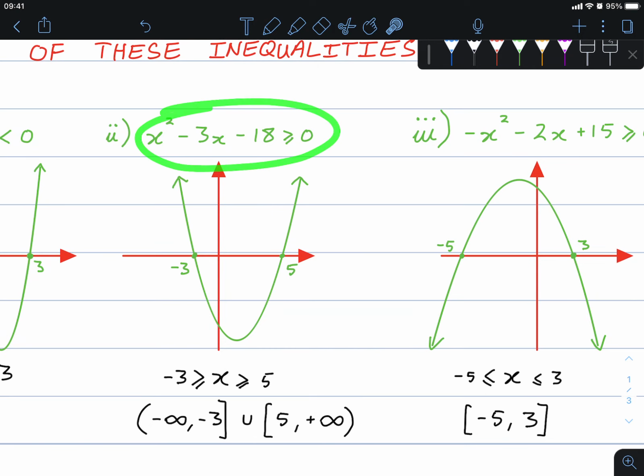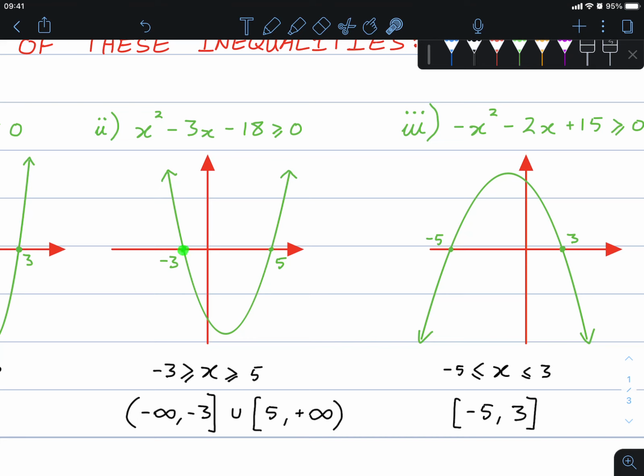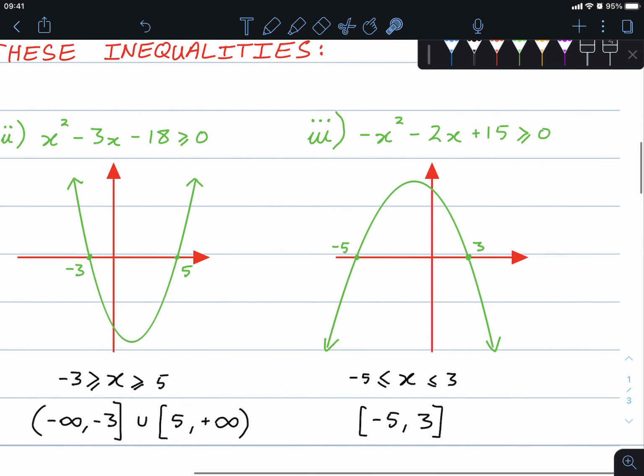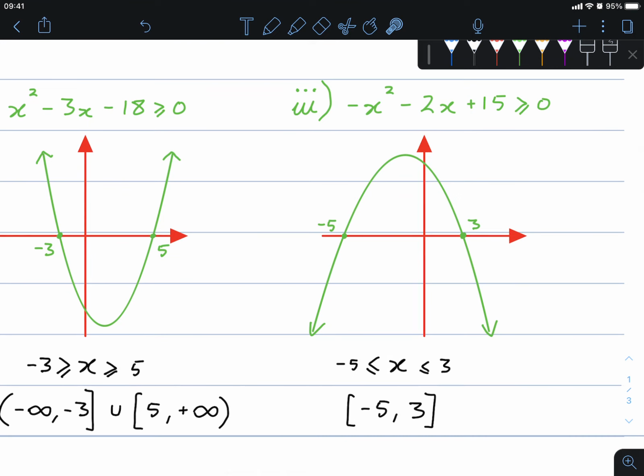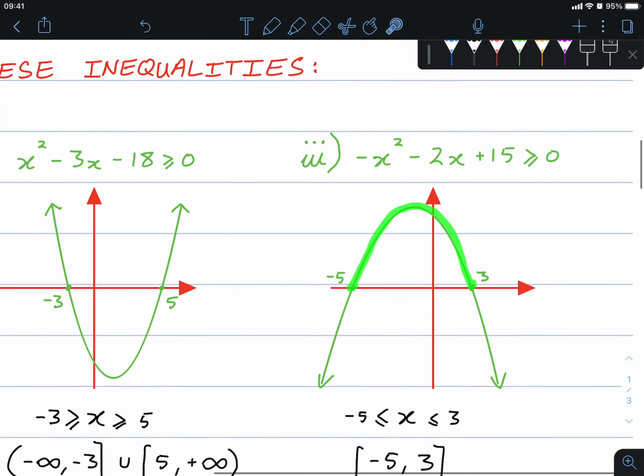In this one, where is the function greater than or equal to 0? Well, anything to the left of negative 4, and anything greater than or to the right of 6, it's positive. And lastly here as well, it's asking where is this parabola greater than 0? Well, from negative 5 to 3, it's positive and above the x-axis.